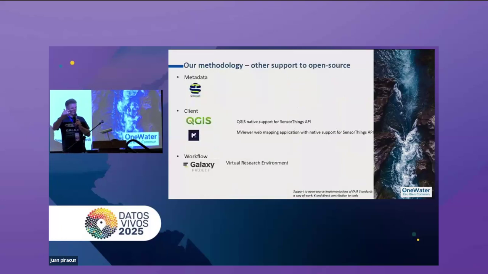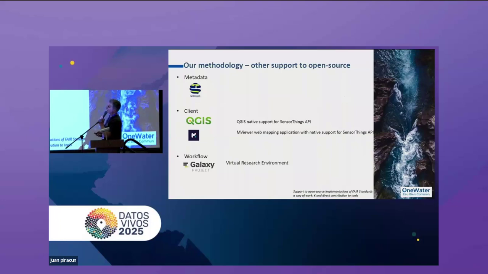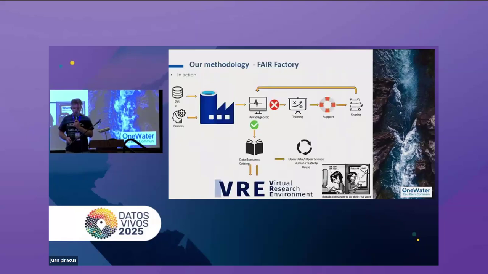After that, we also need to support open source protocols, standards, and tools, notably around metadata with GeoNetwork and the metadata standards oriented towards that. Clients like QGIS or MViewer, and a workflow-oriented system like Galaxy, which allows us to create virtual research environments.